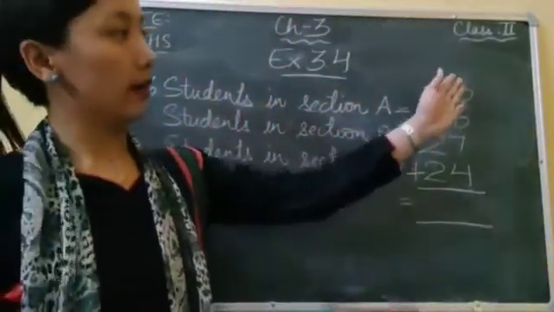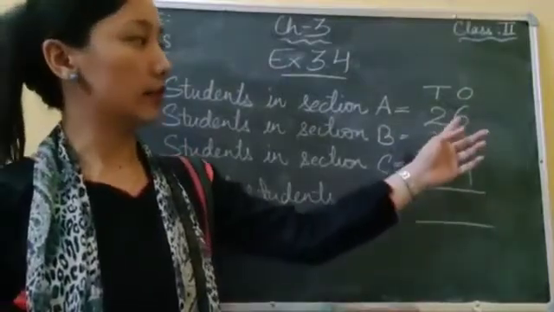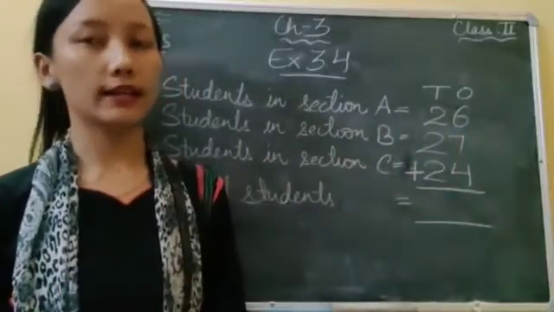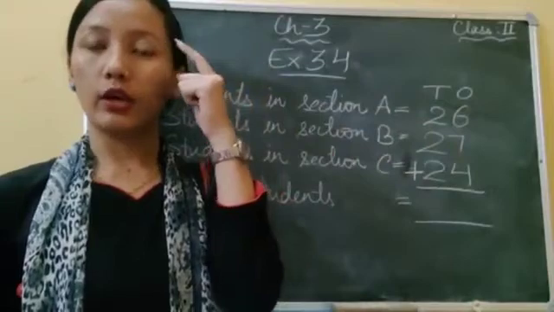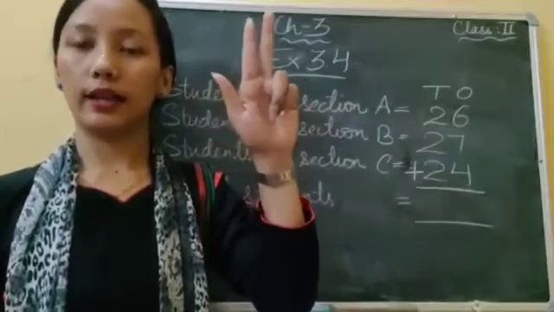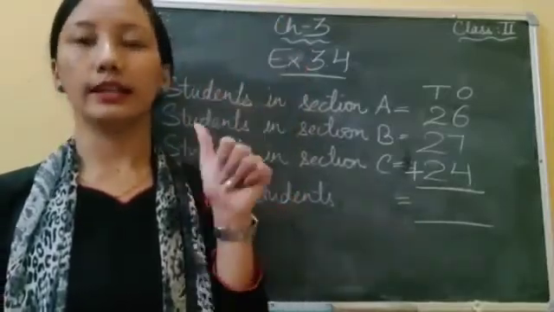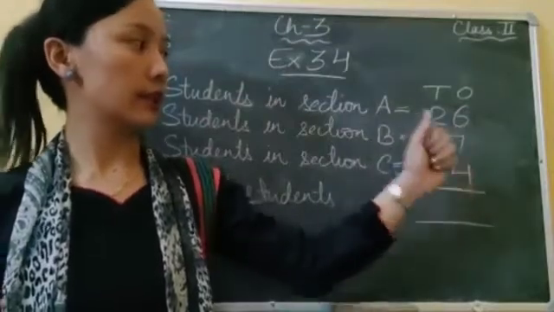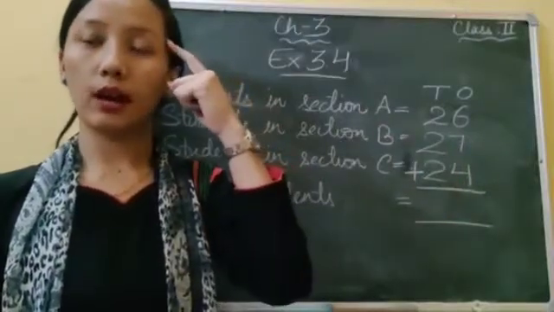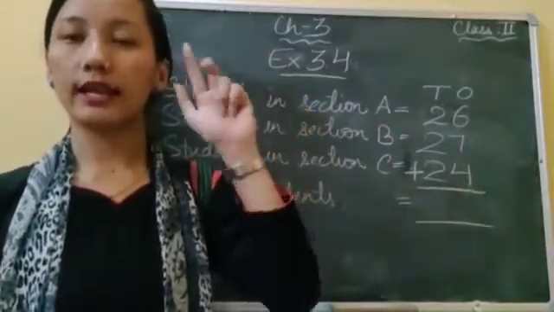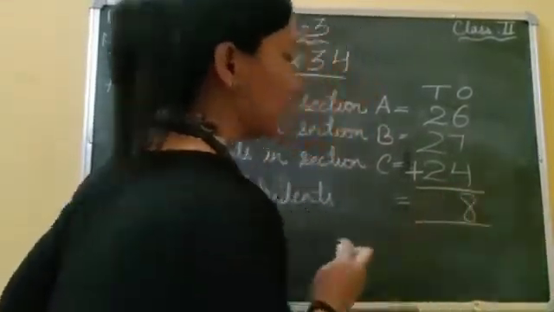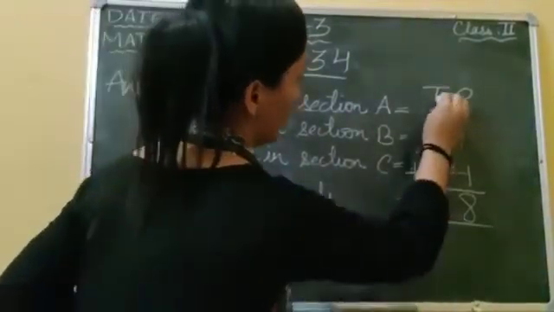Now let's add the ones column. We have 6 plus 7 plus 4. Let's add the first two numbers, 6 and 7. Now keep 7 in your head and count to 6. 7, 8, 9, 10, 11, 12, 13. That means 6 plus 7 is equal to 13. Then 13 plus 4. 13, count to 4, 14, 15, 16, 17. Then write 7 under the ones place and carry 1 ten to the tens column.